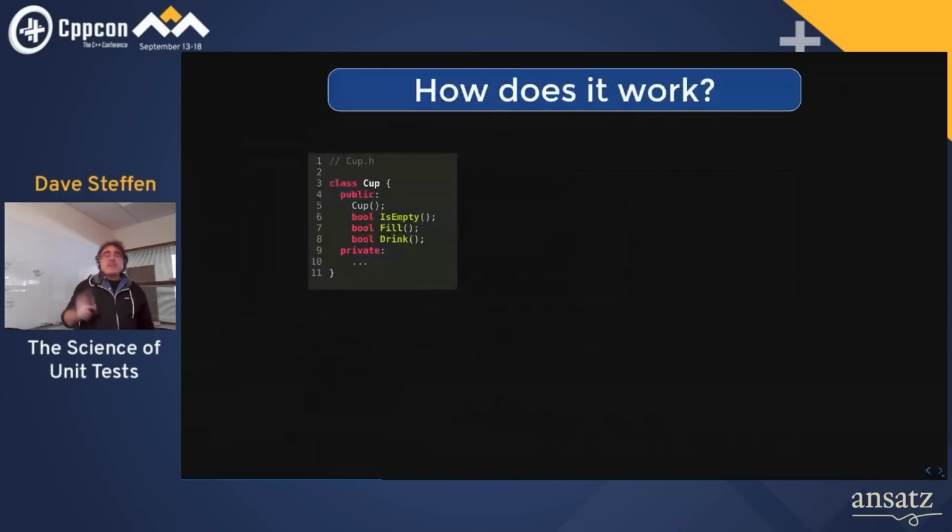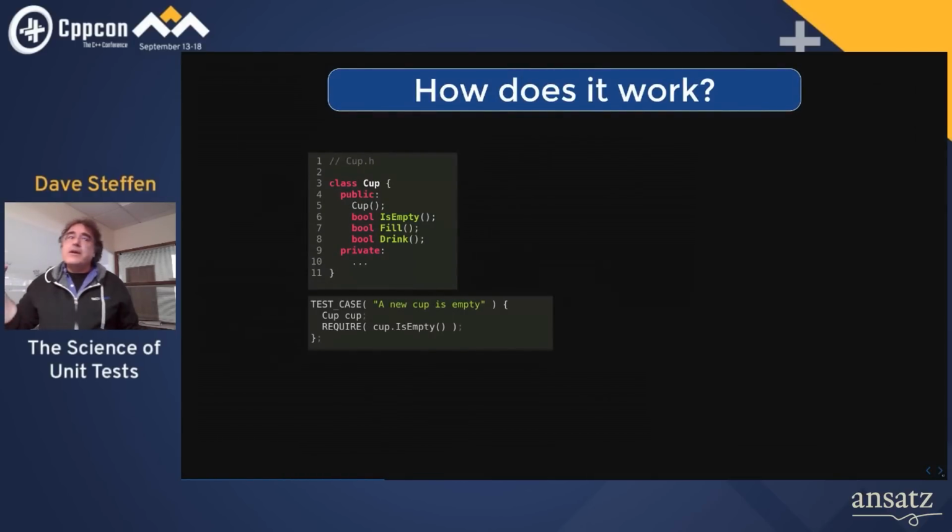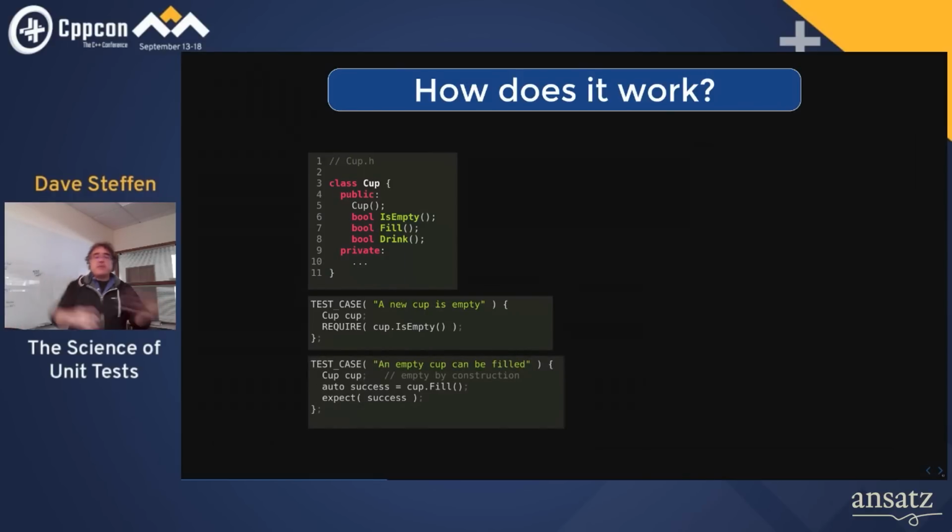So let's actually go do that and see how much trouble we can get into. So here's our test case for a new cup is empty. Great, we make a cup with the default constructor and we require it's empty. Okay, that's what we're supposed to do. Great, and we go on to an empty cup can be filled. And now you say, wait a minute, back up.